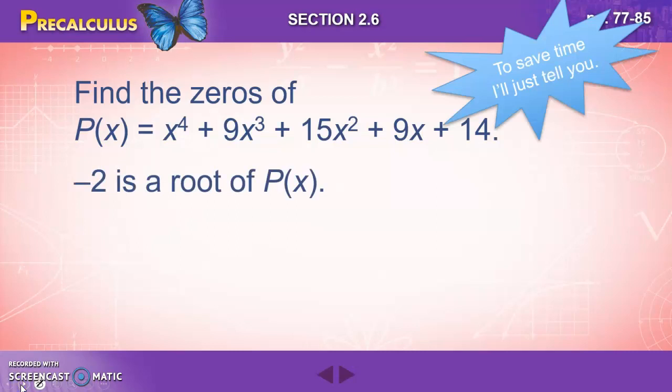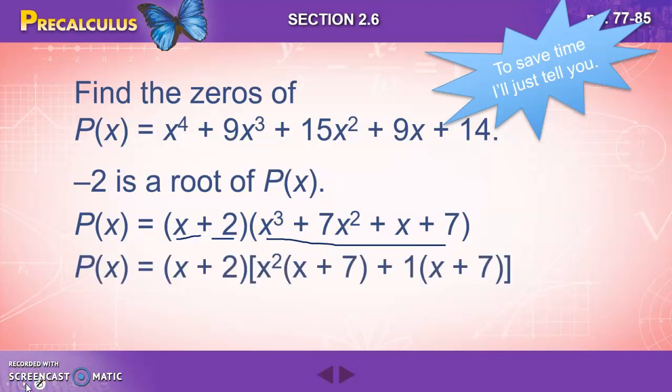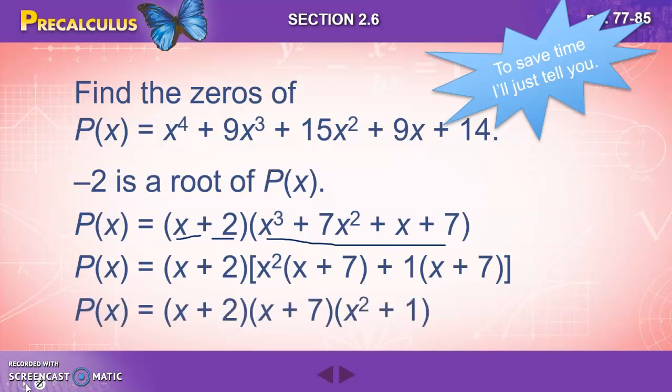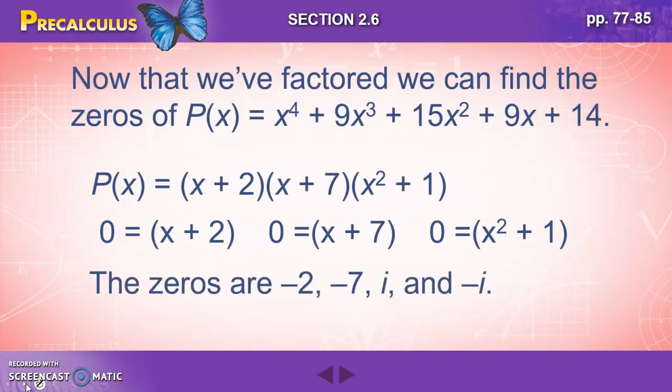Just to save time, I'll tell you, negative 2 is a root. So let's try negative 2 here. If we did synthetic division and divided by our negative 2, or x plus 2, we get x plus 2 as a factor, and this would be our reduced polynomial. We're then going to factor by grouping and end up with these 3 factors. To find out our zeros, we'll set each of these factors equal to 0. And we get that our zeros are negative 2, negative 7, and i and negative i.